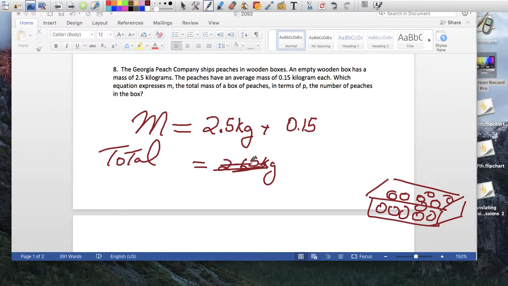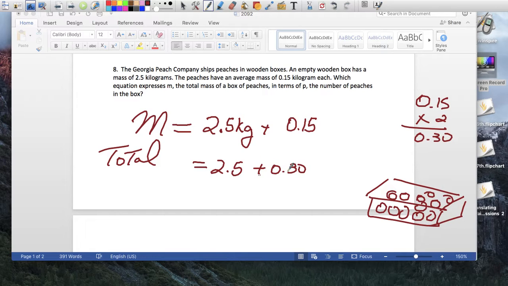If it was two peaches, it'd be the weight of the box, 2.5, right? Plus, and it would be 0.15 times 2, which gives us 0.30, right? And I would add 0.30, and that would give me the total mass. If it was 3 peaches, I would multiply 0.15 times 3. If it was 4 peaches, it would be 0.15 times 4.